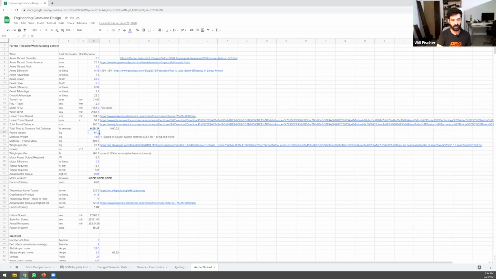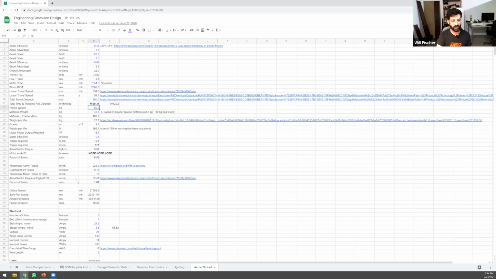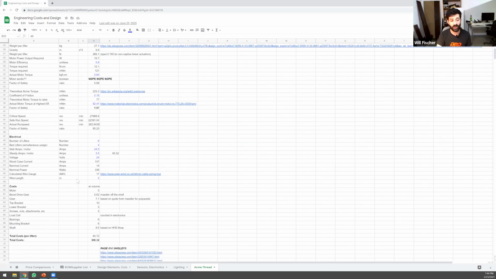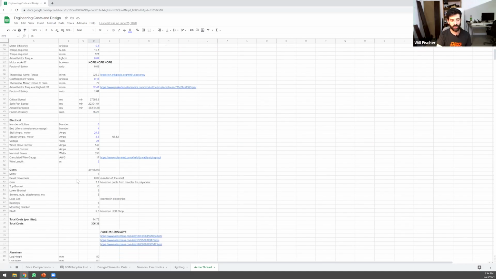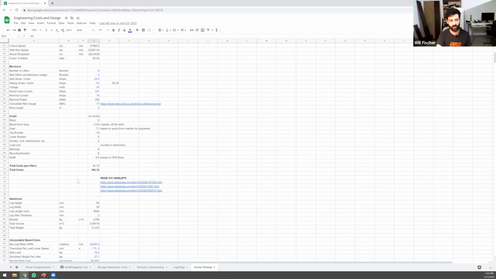So I'm looking at my 60 kilogram total frame weight here. And that shows me that I'm not able to do it. In the same one, I go down, I talk about all my electrical, and I'm also looking at costs in the same thing. So this is showing all of the different things, my structural members, all of these things.